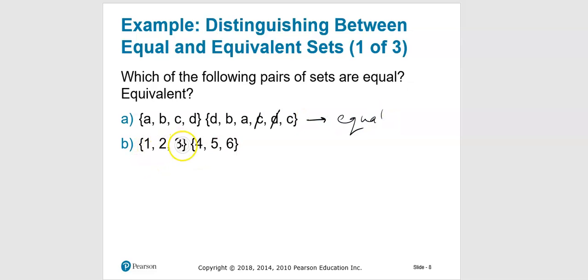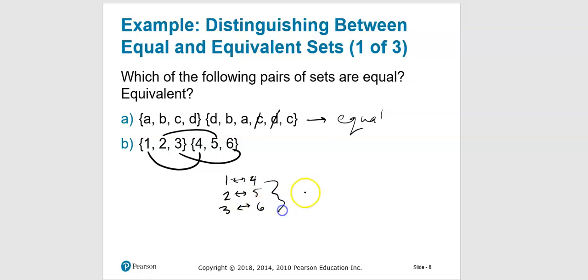Here this one goes 1, 2, 3, and this one goes 4, 5, 6. Obviously they don't have the same elements, but do you notice you can match up an element from this set with an element from that set for each one of them? You can match up the 1 with the 4, the 2 with the 5, and the 3 with the 6, for example. You can match them up like this. That would be a one-to-one correspondence, saying 1 matches up with 4, 2 matches up with 5, and 3 matches up with 6.